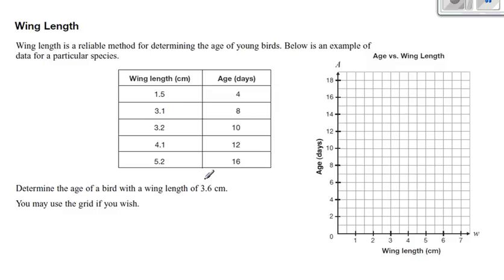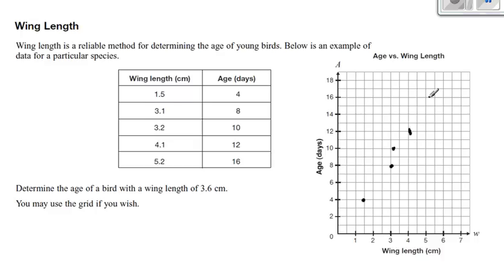So using a grid is always a good idea, at least to help visualize. Now I could start by finding the first differences, but since they've given me a grid, I'm going to start by graphing the points. It just makes sense to me. So I've got a point at 1.5 and 4, another one at 3.1 and 8, 3.2 and 10, 4.1 and 12, 5.2 and 16.